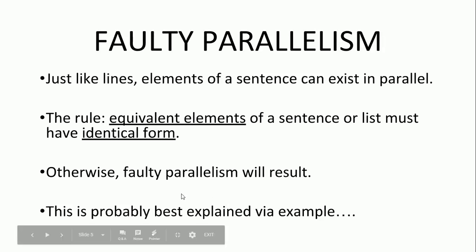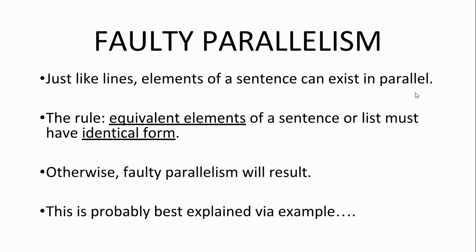And now you also need to maintain parallelism in sentences in a couple of ways. And the first one is called faulty parallelism. So, like I said, just like lines, the elements of a sentence can exist in parallel, and sometimes should exist in parallel. And the rule here is that equivalent elements of a sentence or a list must have identical form.